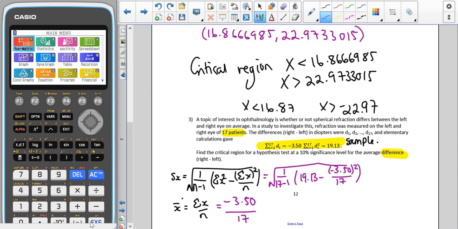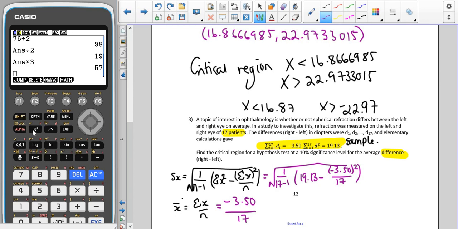So if I go back to the normal part of my calculator, we want the square root of 1 over 17 minus 1, click across to get out of the fraction, times bracket 19.13 minus fraction, open brackets, minus 3.5, close brackets, squared, divided by 17, across to get out of that fraction, and then close brackets. And that's another thing that I quite like about this calculator. When you are using the fraction button, you can see that the brackets are different colours, and that helps you to make sure that you have closed all your brackets.